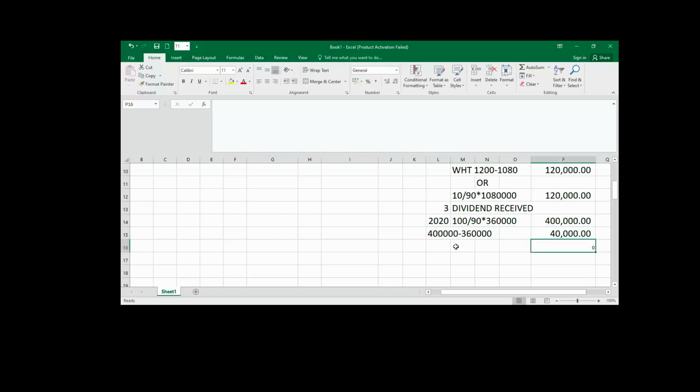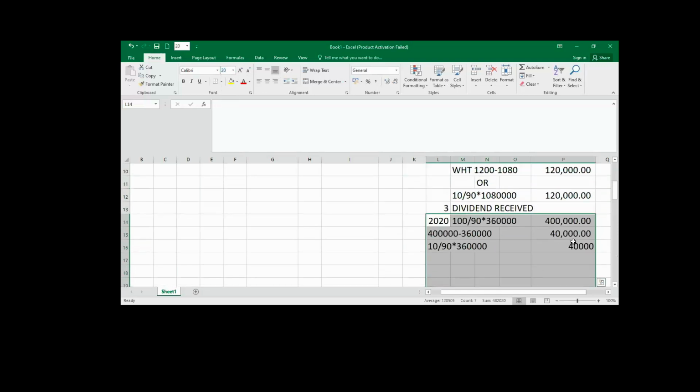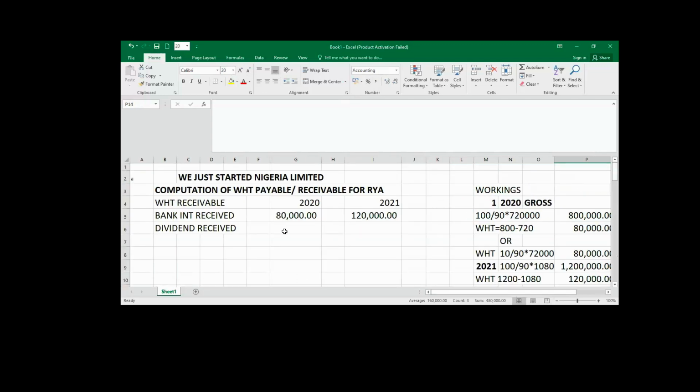Or instead of that, you can calculate it straight away by saying 10 over 90 multiplied by 360,000. That will give us the 40,000 withholding tax. Either way, it's applicable; whichever you want to adopt is acceptable to the examiner. So the withholding tax on this will be 40,000. You have the same amount for the two years. For dividend received, we have 40,000 here and also 40,000 here.